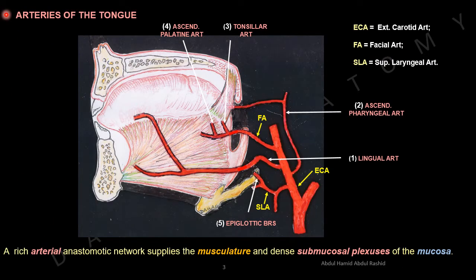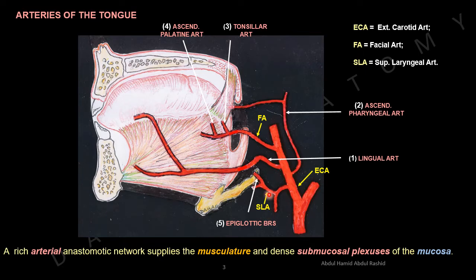Arteries of the tongue. We have already listed out the arteries of the tongue in the previous slides. Now I'm going to show you in this diagram. This is the common carotid artery. This is the internal carotid artery. ECA is the external carotid artery. FA is the facial artery. SLA is the superior laryngeal artery.